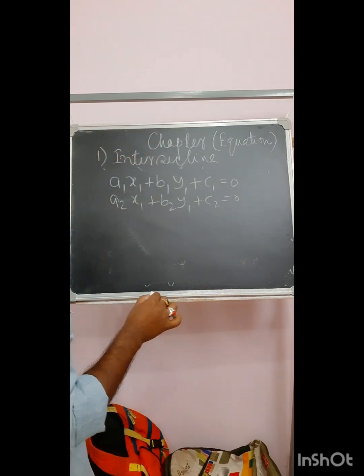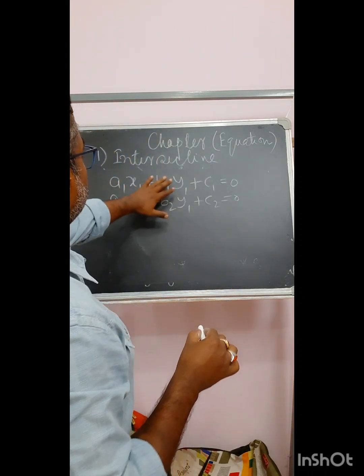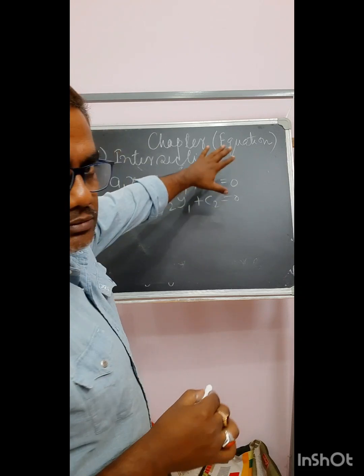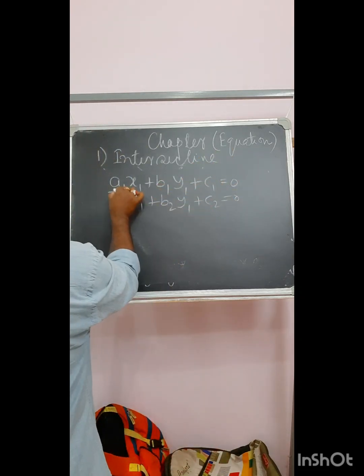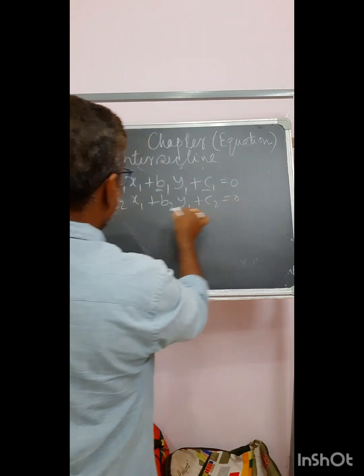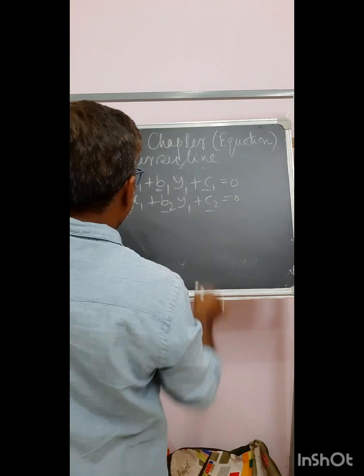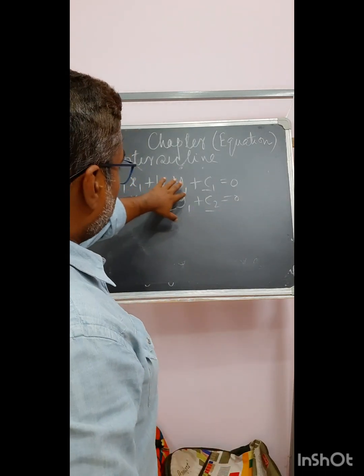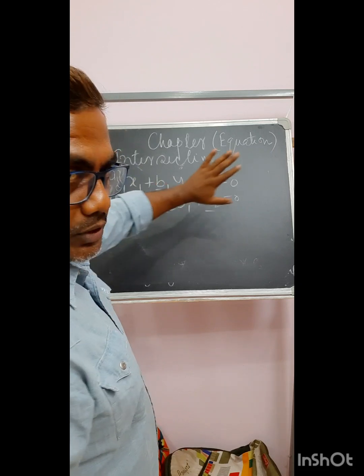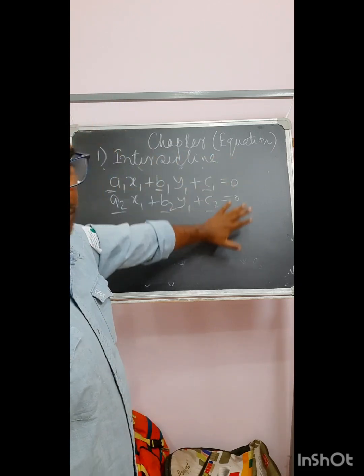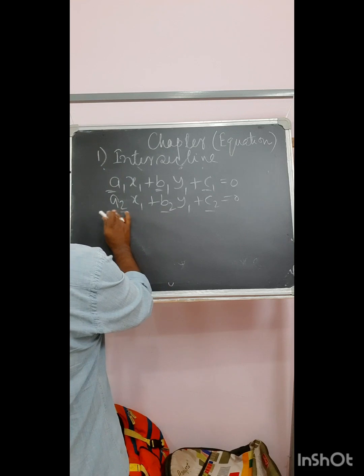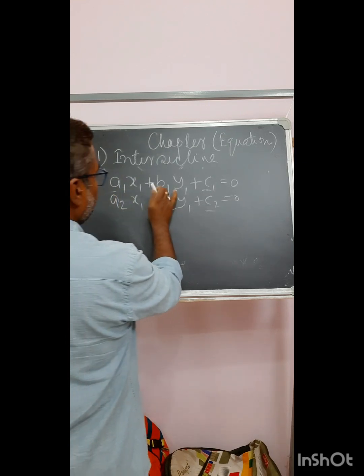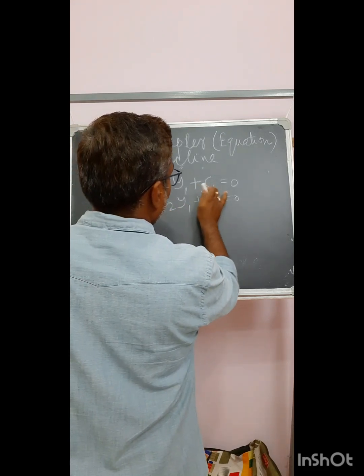Now solving these equations, I will get the values of x1 and y1 in terms of all the constants, because this is constant, this is constant, this is constant. So I will get the x1 and y1 values in terms of combinations of these constants. So how will I get that? Let me solve it for you for a while.